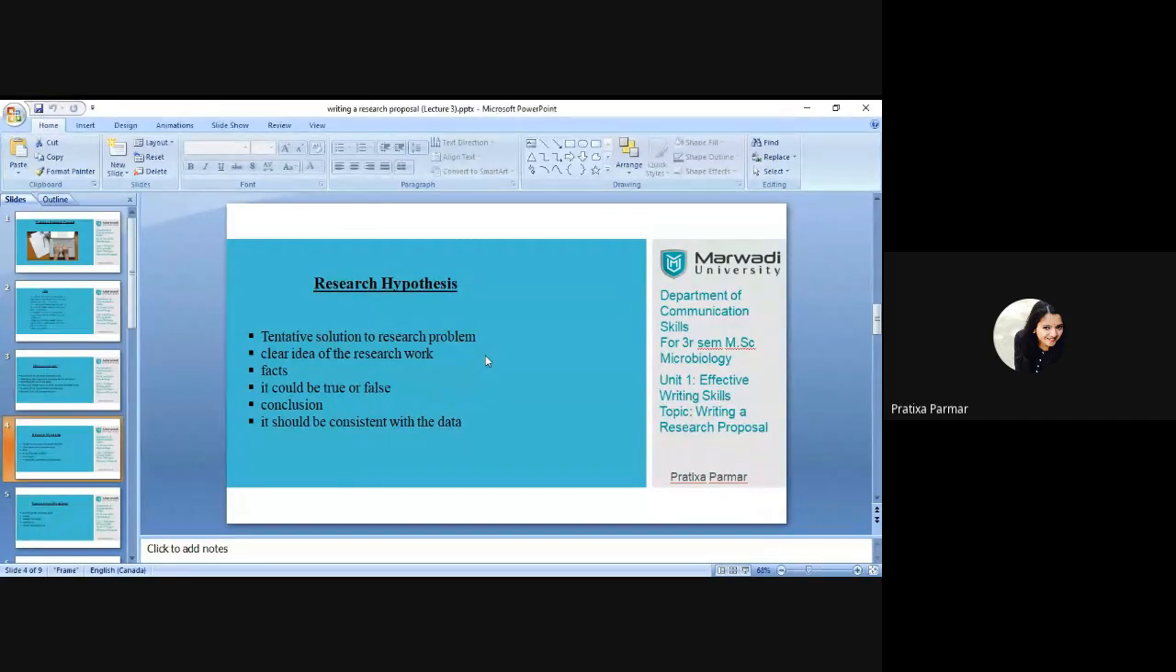Fine. Now, framing the statement, it could be true or false, but coming to the conclusion, you can justify that your statement is true. Okay. And the last point is it should be consistent with the data. How are you going to prove whether your statement is true or not? Of course, you should be able to provide valid data for that. That's what the hypothesis includes.